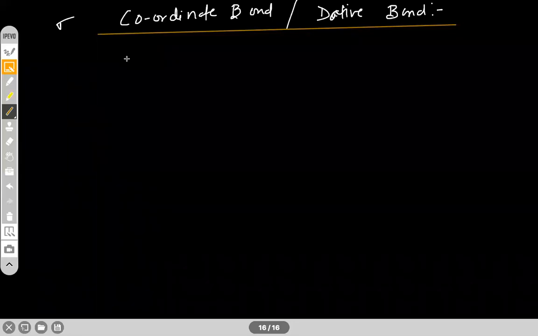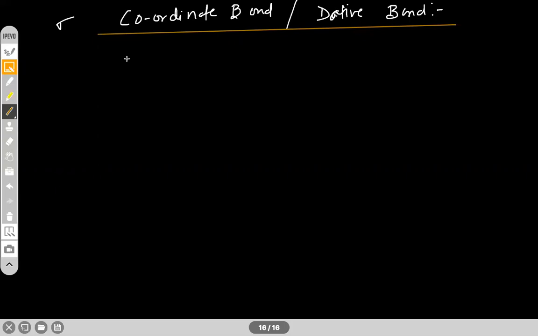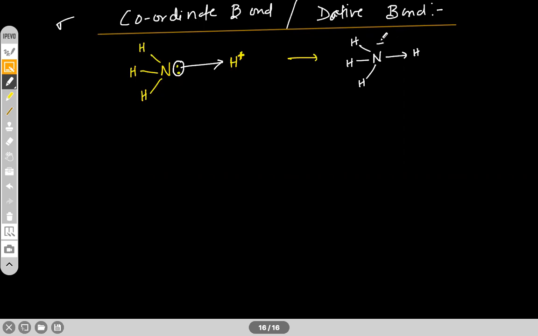The bond forms when the electron pair involved in bonding generates from the same atom. I'll explain this. First of all, a molecule we have NH3, in which the nitrogen has one lone pair of electron, and an electron pair acceptor we have, for example, H+. When this comes closer to this, the nitrogen donates its lone pair of electron into the vacant orbital of H+, and it converts into this, and a positive charge on nitrogen because it donates its electron pair. So this bond that forms, we call it coordinate bond.